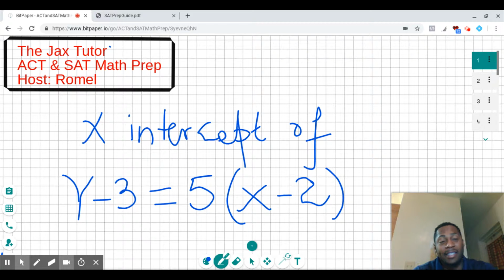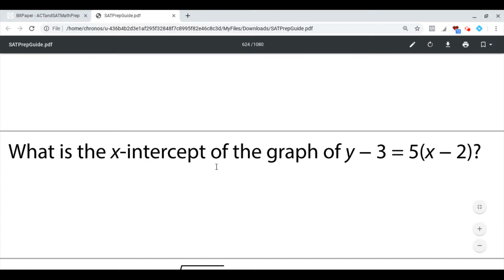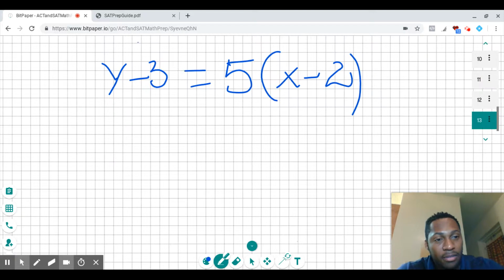So this is exactly what we're going to do in this question. We're going to calculate the x-intercept. And the question says, what is the x-intercept of the graph of y minus 3 is equal to 5 times x minus 2? So we just need to find the x-intercept. All right, let's go on another page and see if we can solve for this. So we already have the equation here. y minus 3 is equal to 5 times x minus 2.